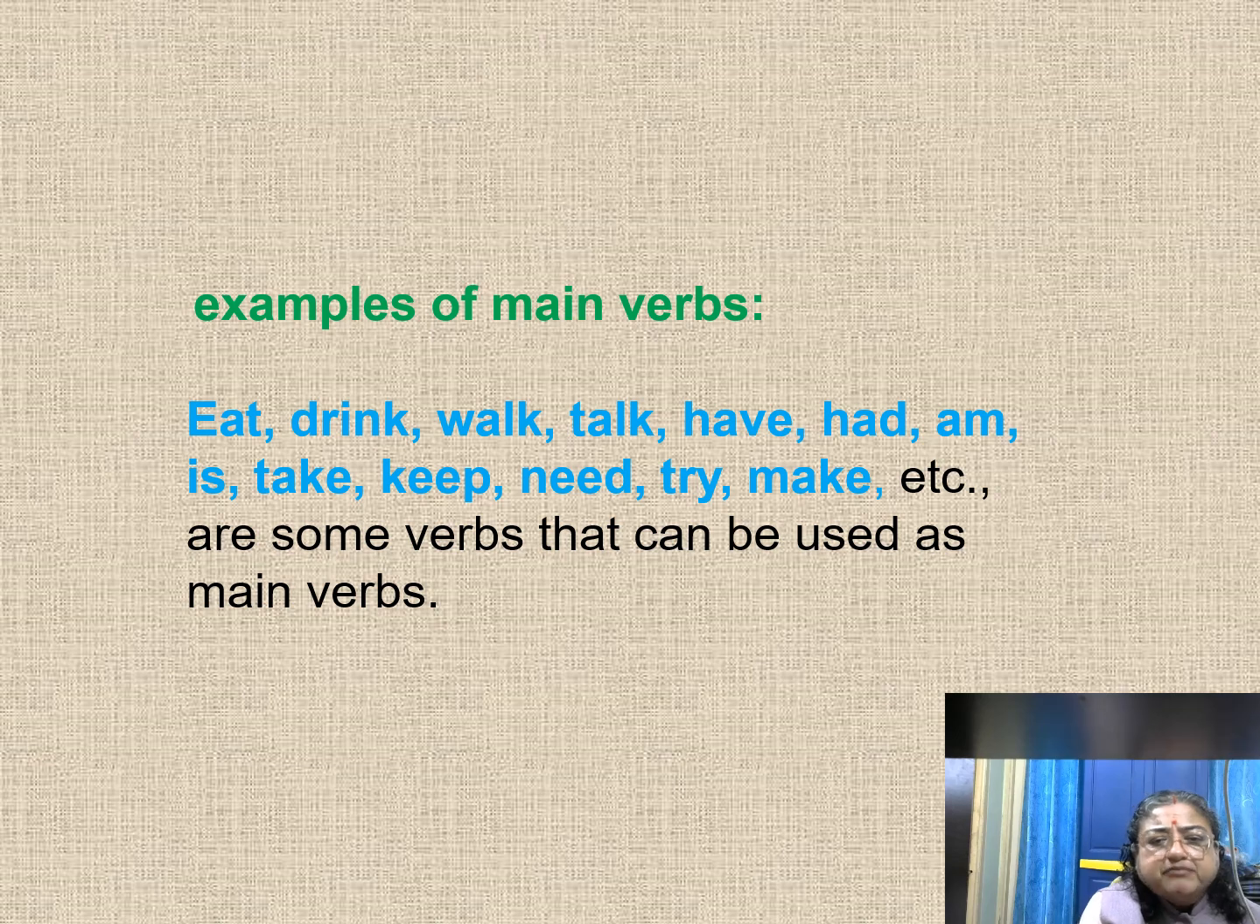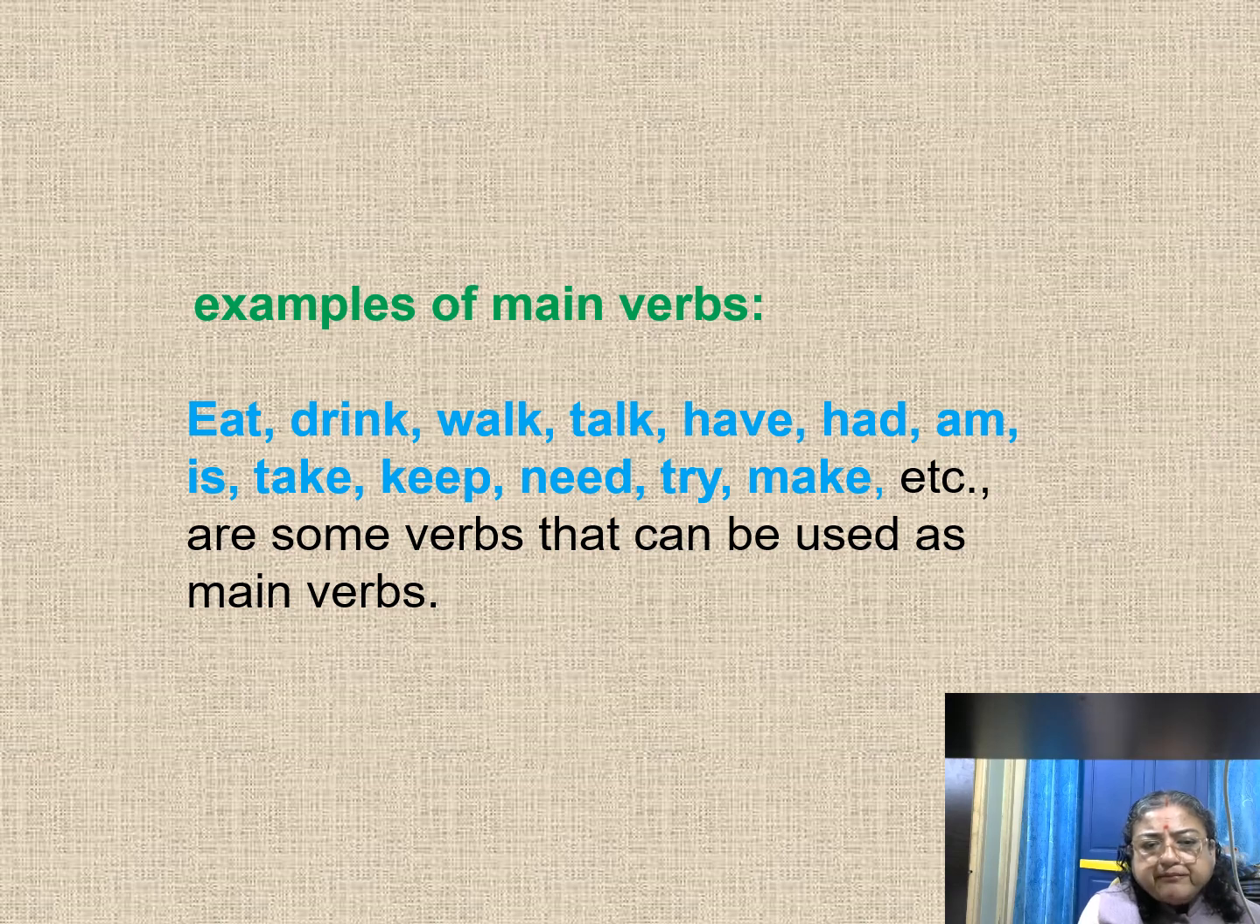If you see this example, main verbs: eat, drink. I eat an apple. Here eat is used without any help in this sentence. That's why eat is a main verb. Drink, walk, talk, have, had. I have a pen. Had is the past form of has and have. Am, is, take. I am a girl.